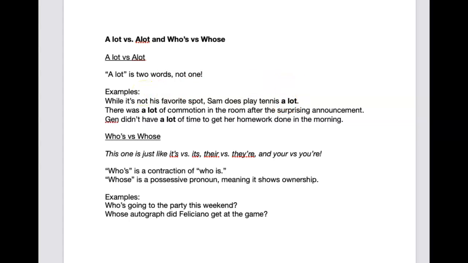So looking at each of these examples, you can see that "a lot", all of them have a space. So you must have a space between that A and that LOT, okay?